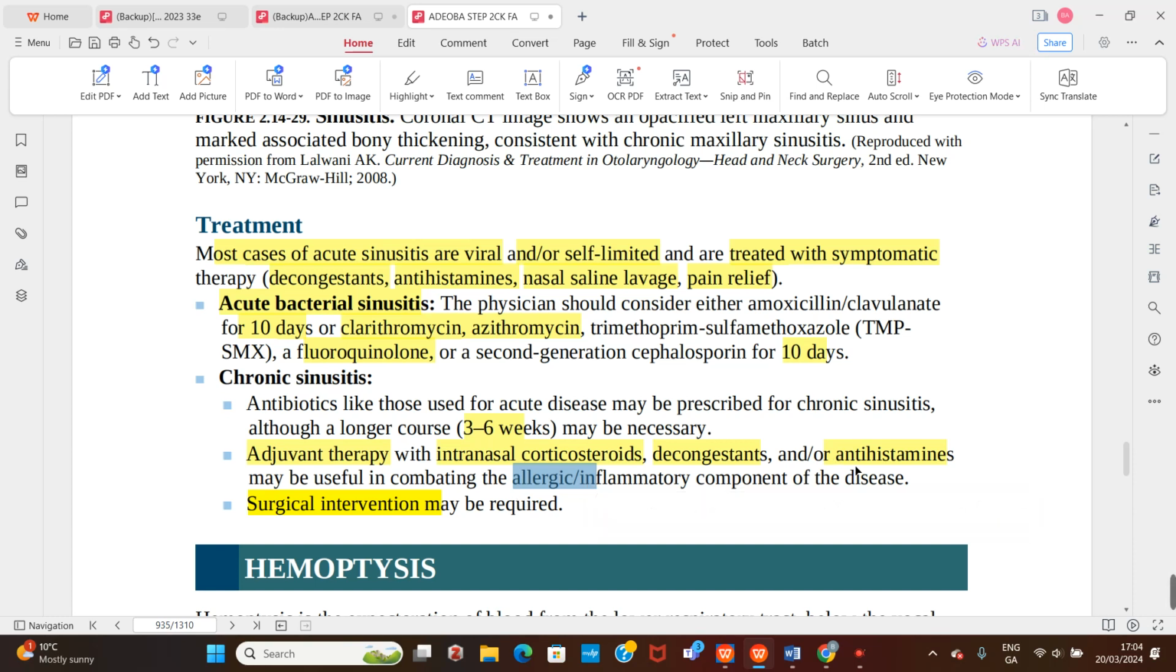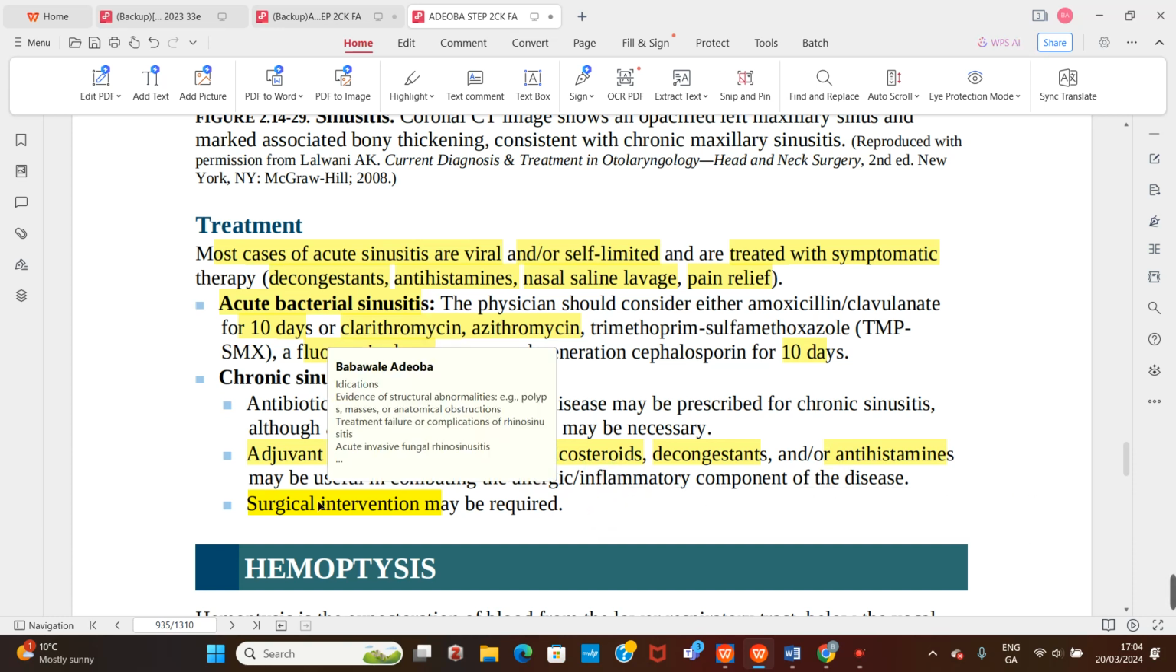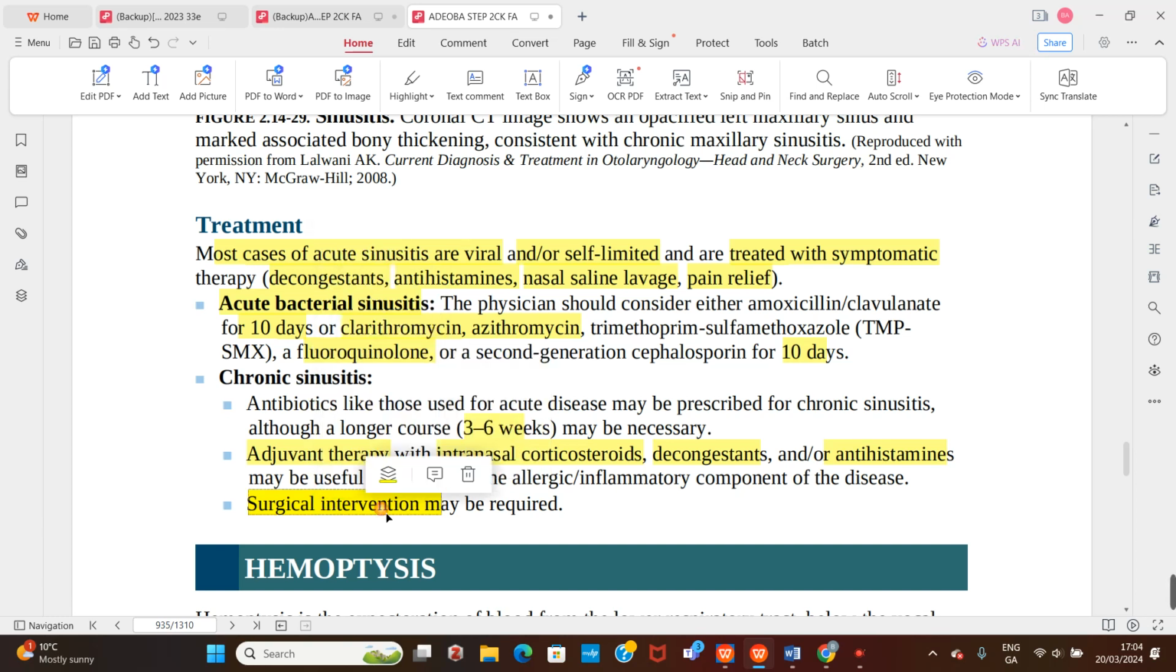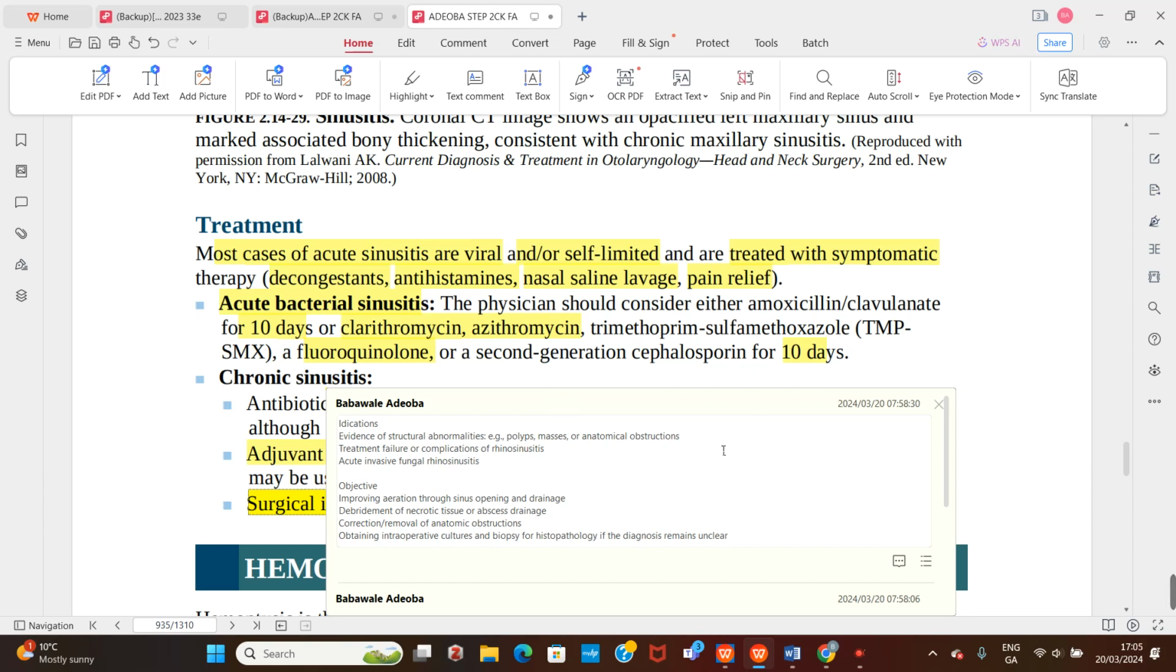So you can give your antihistamine. It can help you with the allergic stuff as well as your corticosteroid to limit the inflammatory condition. And sometimes you might need to do surgery. Particularly, I have the list here. People that have anatomic abnormality, you need to correct it. People that have mass or polyps, you need to remove. People that have fungal infection, you need to go there. You need to debride. You need to remove the necrotic tissue, so that the inflammation doesn't persist.